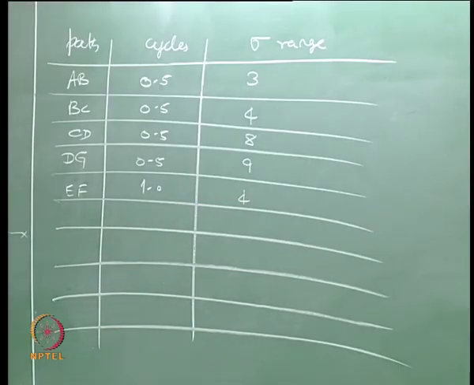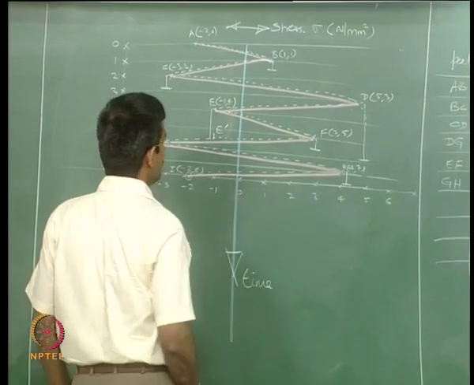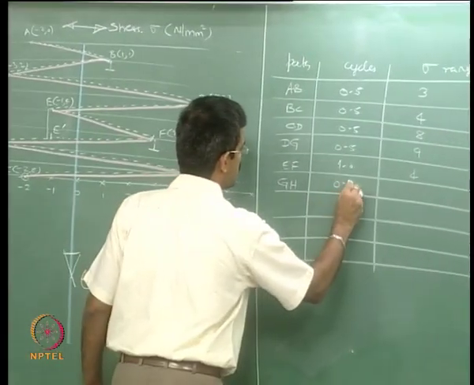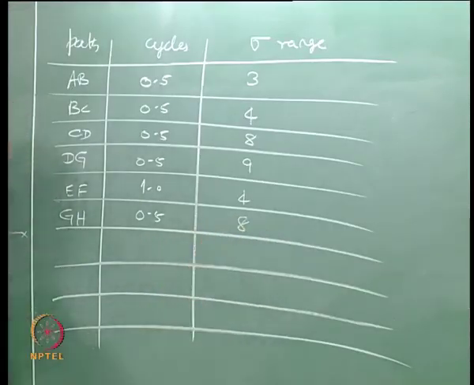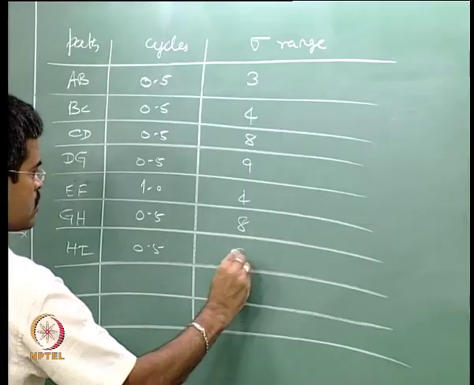And similarly GH is this value, only half cycle, so -4 and +4 becomes 8. Then HI half cycle, 4 and -2, 6.